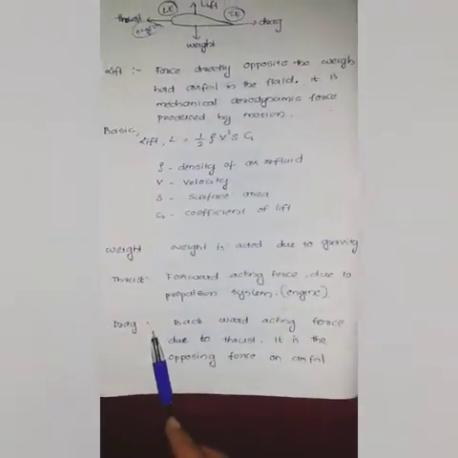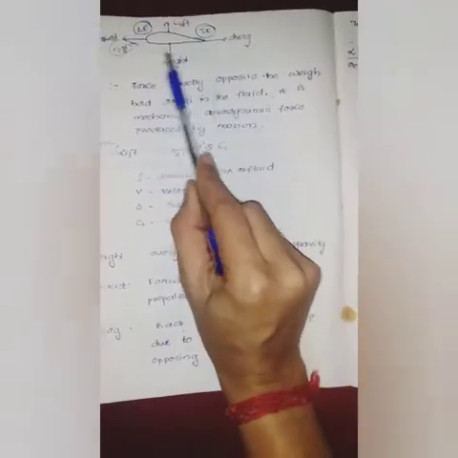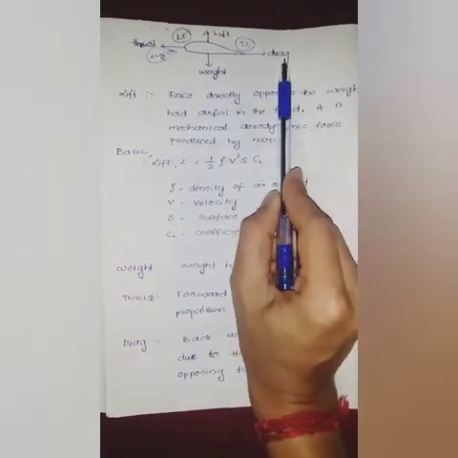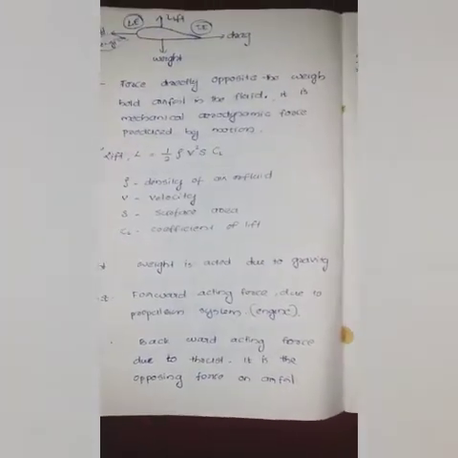Next, drag. Drag means the backward acting force opposing thrust. It is the opposing force on the airfoil. This is drag. Drag is the opposing force of thrust. There are different types of drag. I will explain you in the next section.